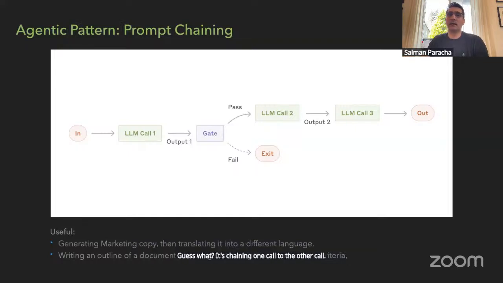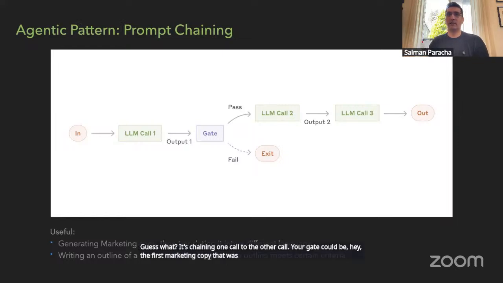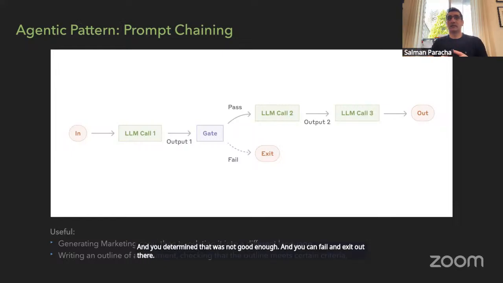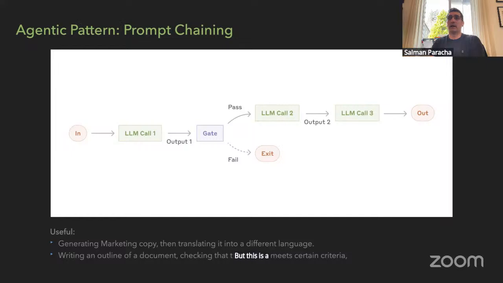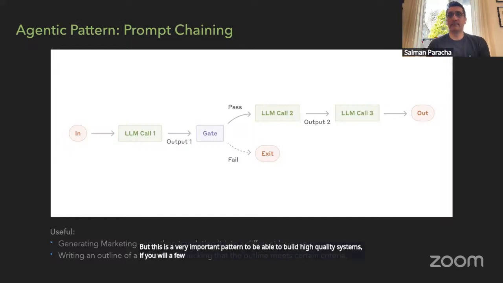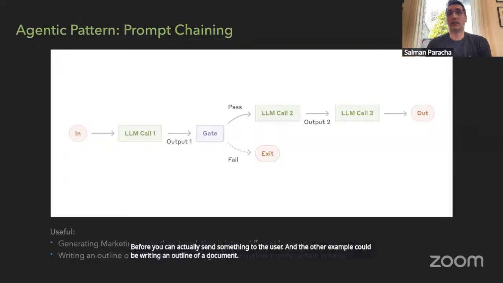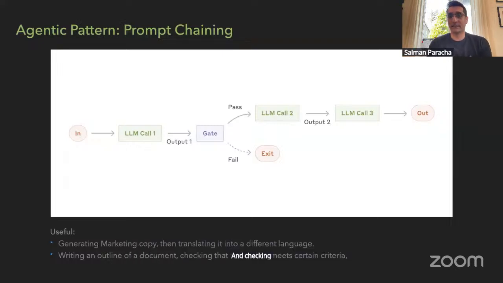Your gate could be, hey, the first marketing copy that was generated was not good enough. You ran some evaluations and you determined that was not good enough, and you can fail and exit out there. But this is a very important pattern to be able to build high quality systems, if you have a few steps you have to get done before you can actually send something to the user. And the other example could be writing an outline of a document and checking if the outline meets certain criteria.